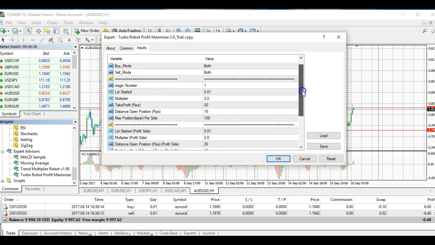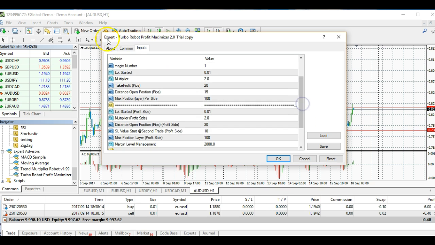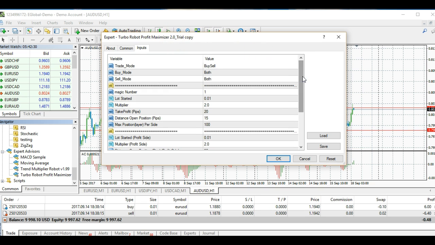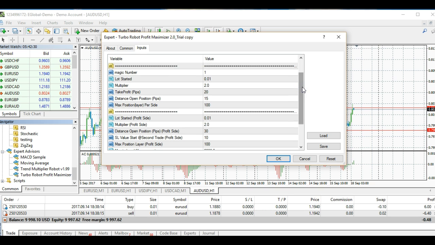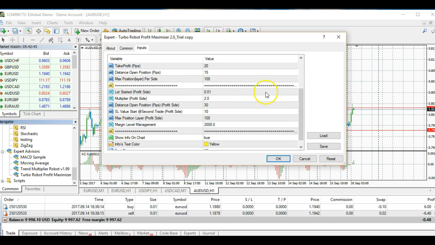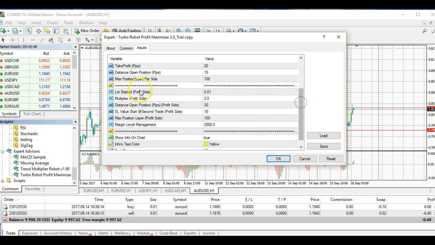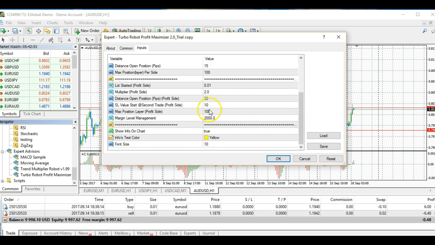So remember this EA, Turbo Rabbit Profit Maximizer, will perform on both sides. Either you are on the losing side, it will perform martingale for you, and on your profitable side, it also performs. All right. So settings here, maybe you can put like 40, or then here is 8 or 10. It depends on you. Then how many layers you want to take your profit, it depends on you.